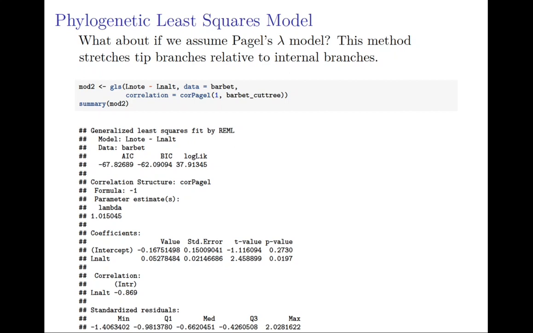And this formulation looks very similar to how we were adding a correlation structure with an AR1 model or an ARMA model when we had autocorrelation, where we had our model, we just wrote correlation equals, and then we specify the type. And so here we're just saying corPagel.